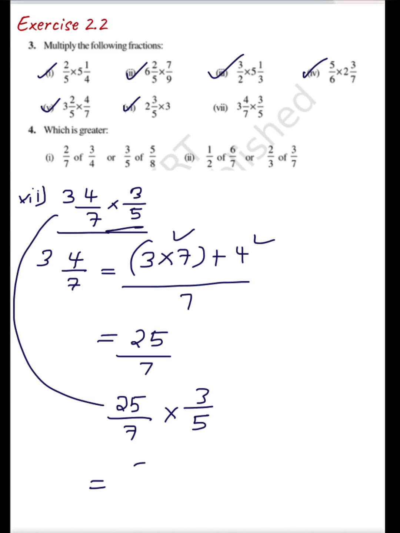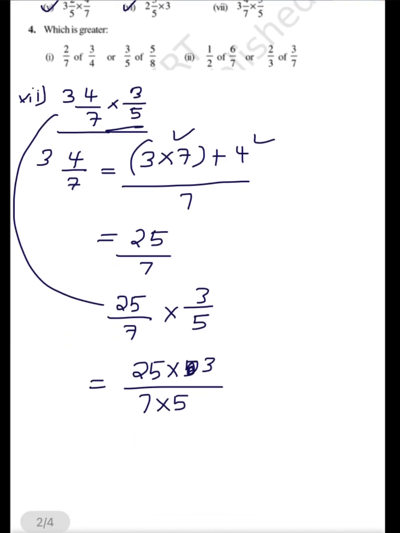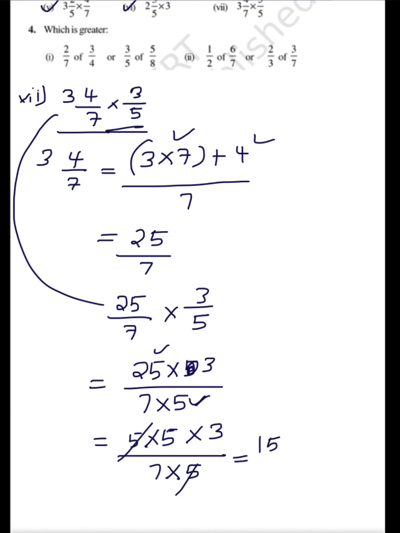Now you need to just multiply the numerators together, that is 25 into 3, divided by 7 into 5. Now you can see that this 25 and 5 have got 5 as a common factor. That is, 25 can be written as 5 into 5, into 3, divided by 7 into 5. You can cancel this 5, so that you will get the answer as what? What is 5 into 3? 5 into 3 is 15. So 15 divided by 7.